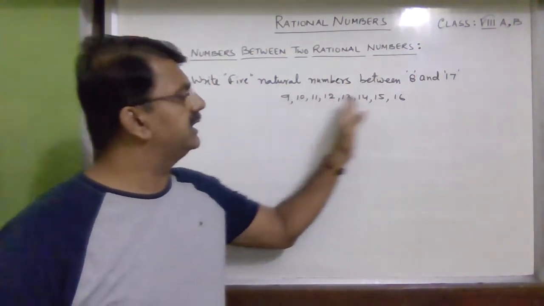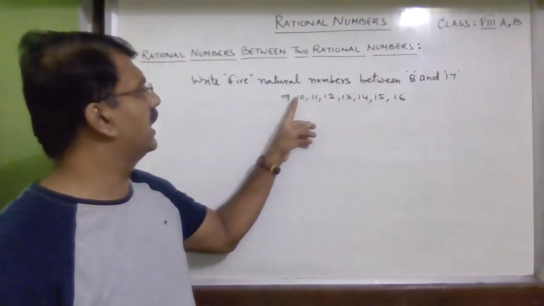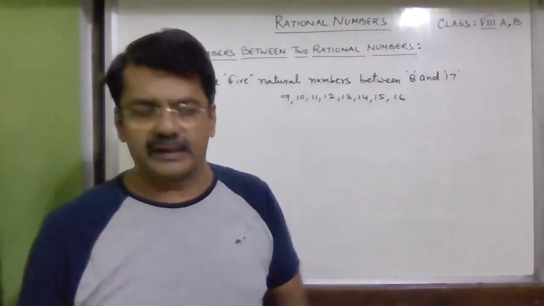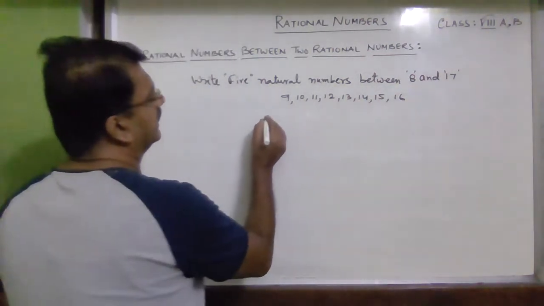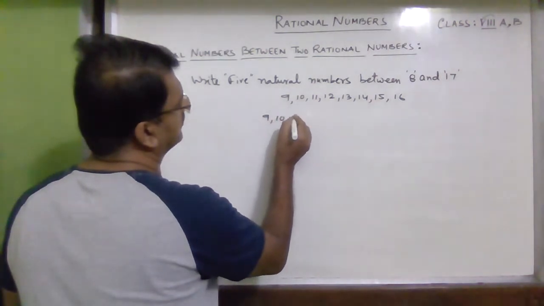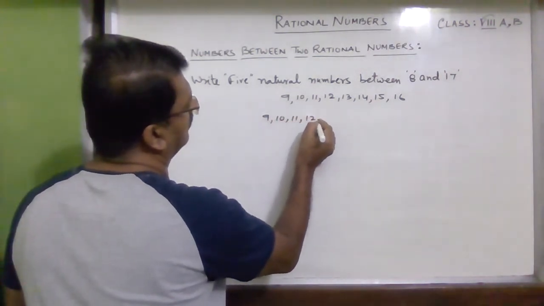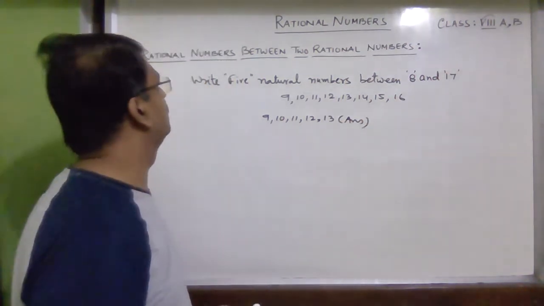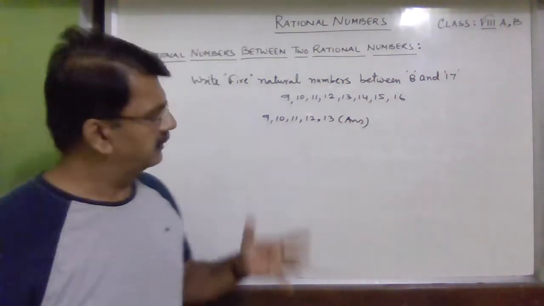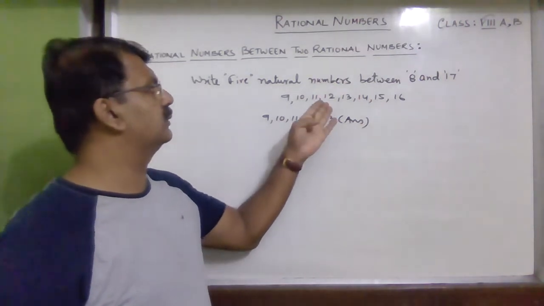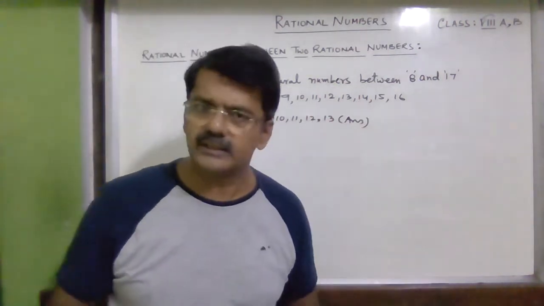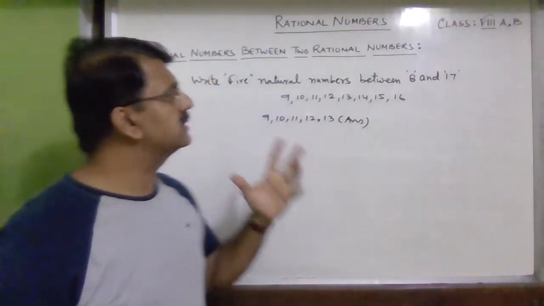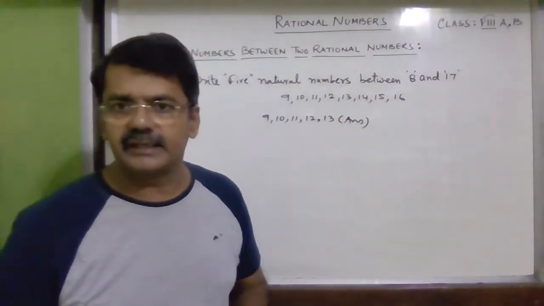So out of these 8 natural numbers, you can write any 5. Say 9, 10, 11, 12, 13. These are the 5 natural numbers between 8 and 17. Now some other student may write 12, 13, 14, 15, 16. That is also correct. So these are the natural numbers between 8 and 17.